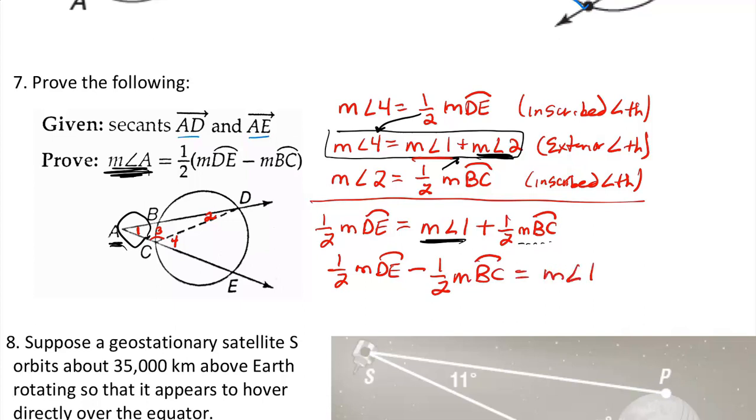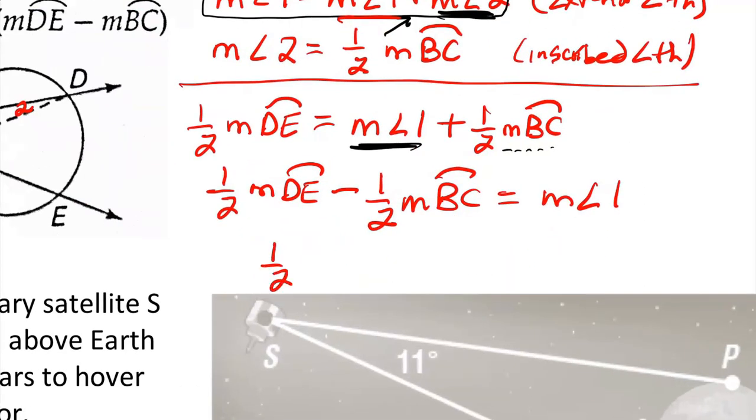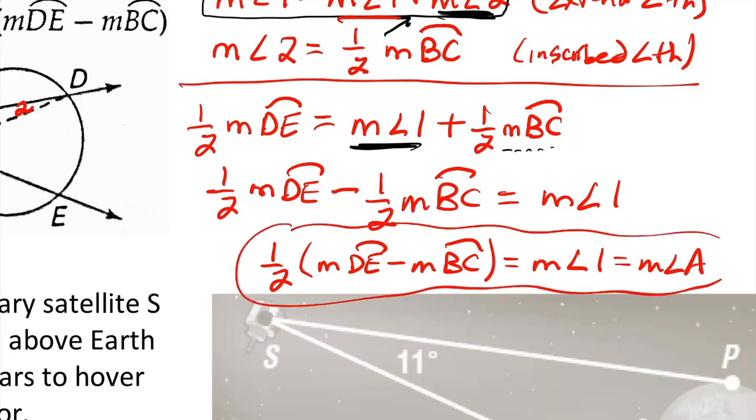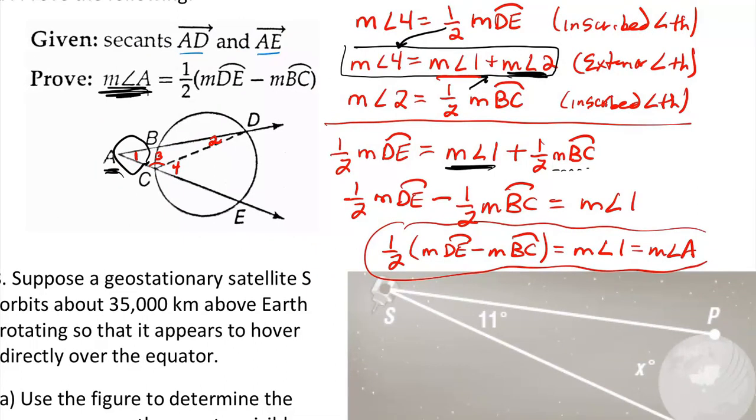We can factor a 1/2 from each of those terms. So we get 1/2 the measure of arc DE minus the measure of arc BC, and that equals the measure of angle 1, which is the same as the measure of angle A. This is what we were trying to prove. This says that if you have arc DE and you subtract arc BC and divide by 2, that gives you the measure of this angle.